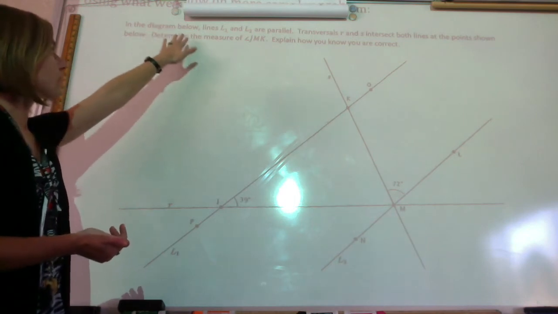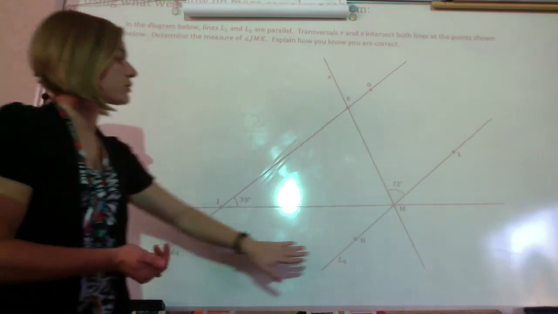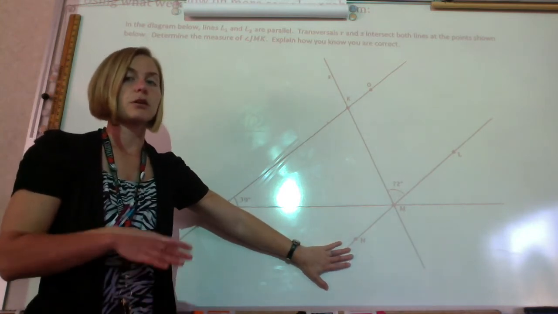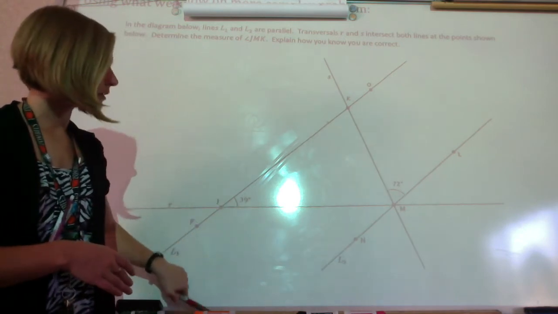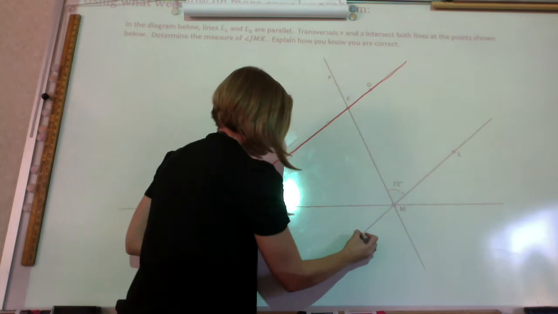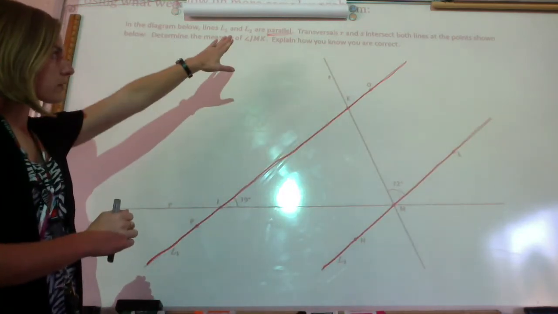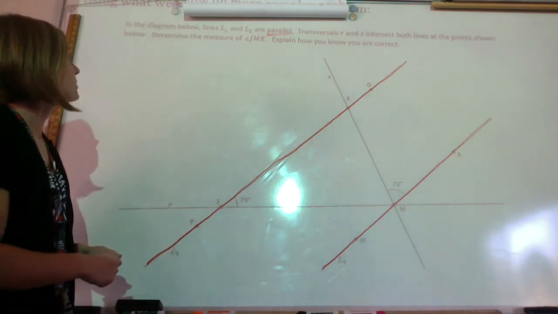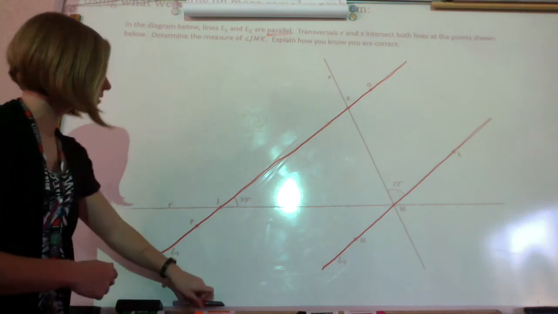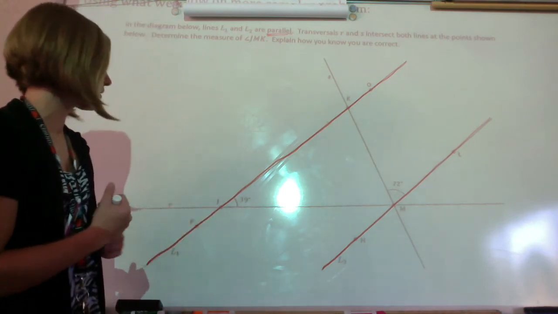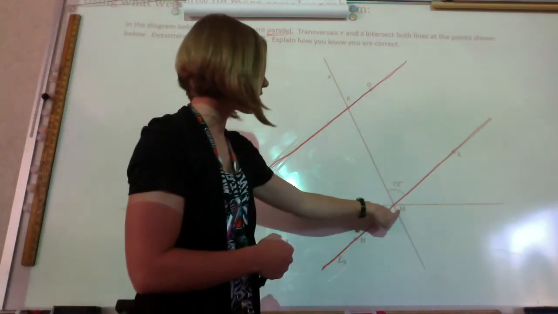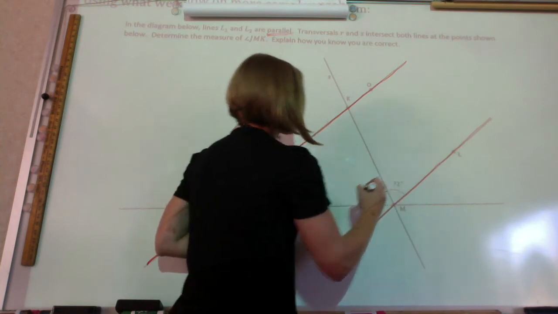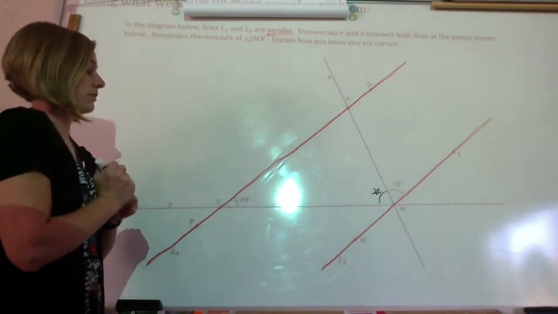So the instructions say, in the diagram below, lines 1 and 2 are parallel. That's good to know. We just learned a while ago that there's some interesting things that happen with angles when lines are parallel. Then we have transversals R and S intersect both lines at the points shown below. Determine the measure of angle JMK. So let's find where that one is. Here's J, here's M, and here's K. So we're trying to find this angle right here. And then explain how we know we are correct.